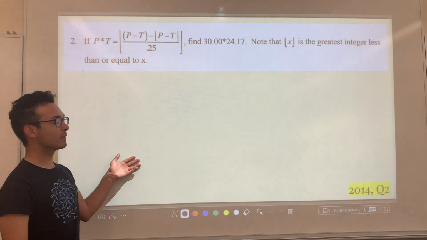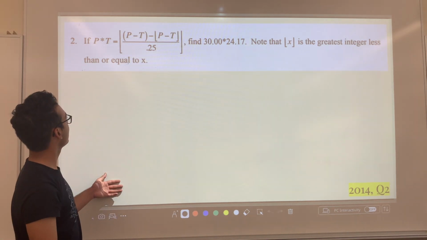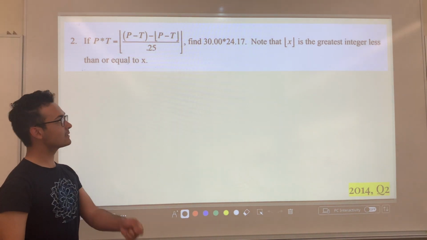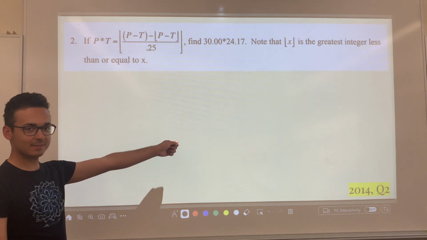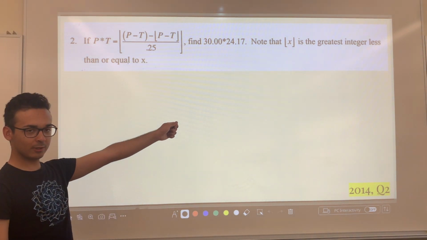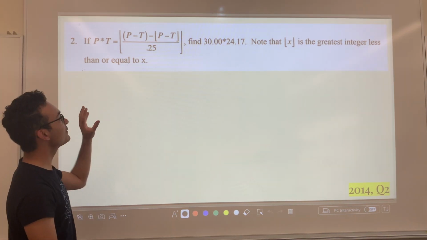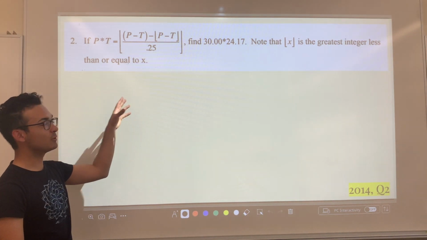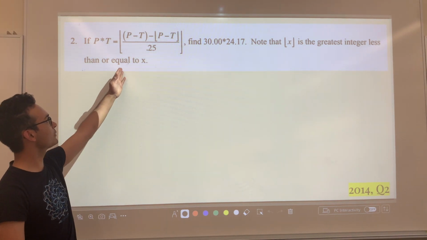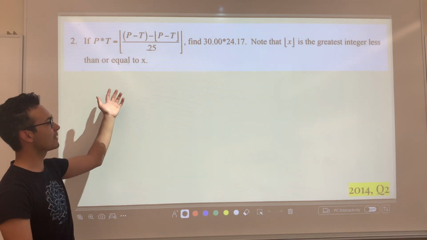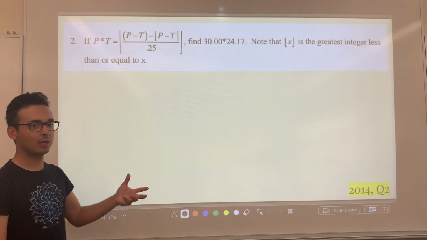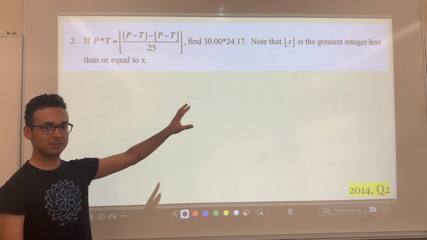Wonderful. This is our 6th question of the video. If P star T is equal to this mess, find 30.00 star 24.17. If you were to look at this expression and you didn't know what these symbols, which are like brackets without the top, were, you would be very confused. Luckily, the problem does tell you.